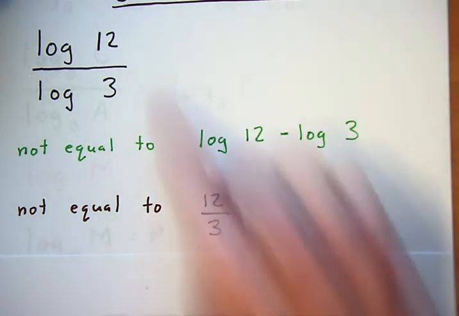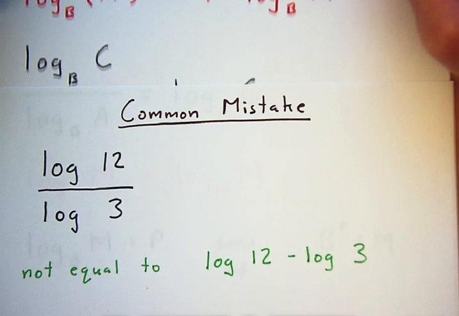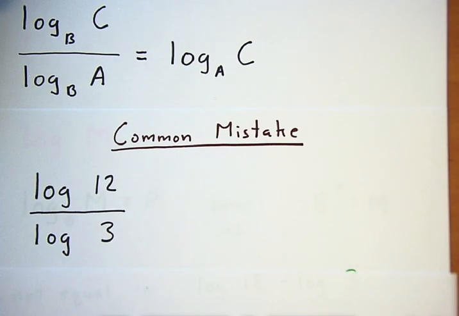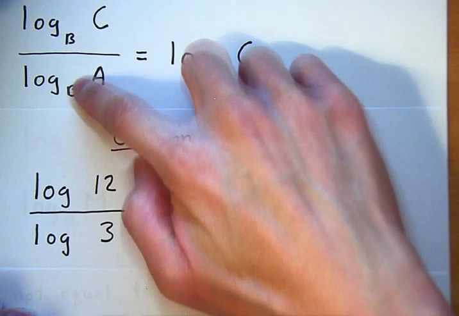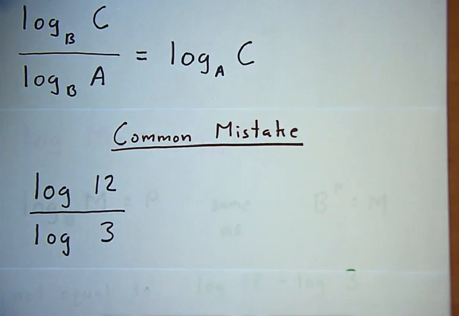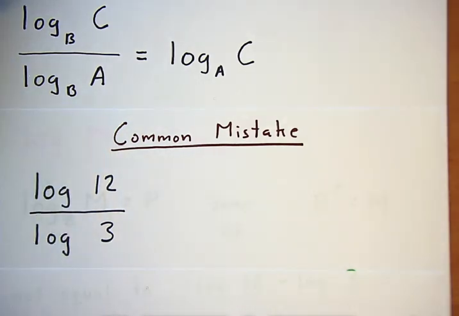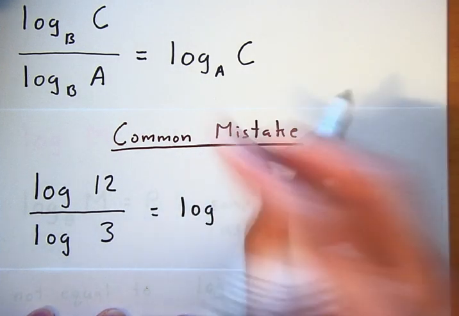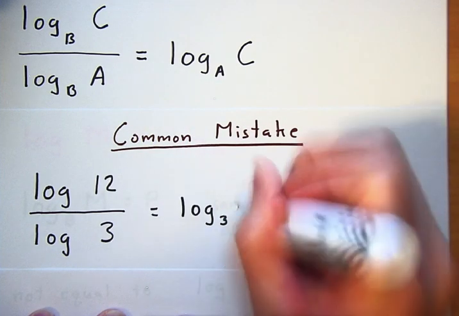If I wanted to change this in some way, what I could do is use this one. Here we have two logs divided with the same base. So if I did want to change these two logs into one log, then this is equal to log base, the bottom one, so log base 3 of 12.